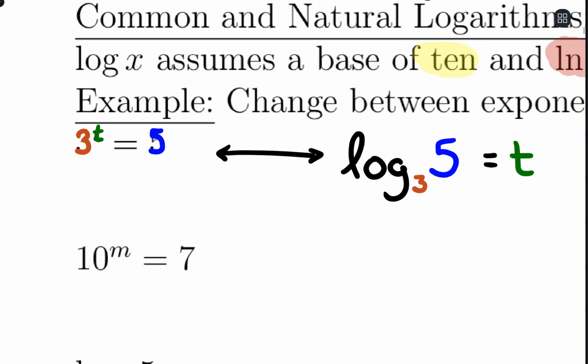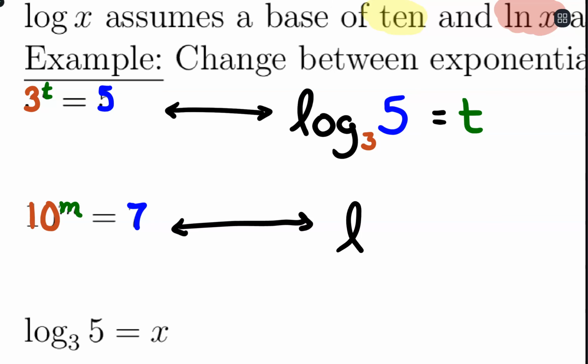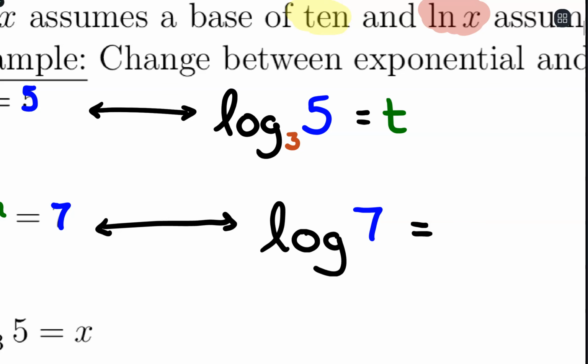Okay, 10 raised to the power of m equals 7. So we have a base of 10, an exponent of m, and a value of 7. Changing this, we're going to have log base 10. With that, I don't even need to write anything for the base. I'm just going to write log, and then our value is 7. And that's going to equal that exponent of m. And actually, this one we could evaluate in the calculator. Let's go ahead and do that while we're here.